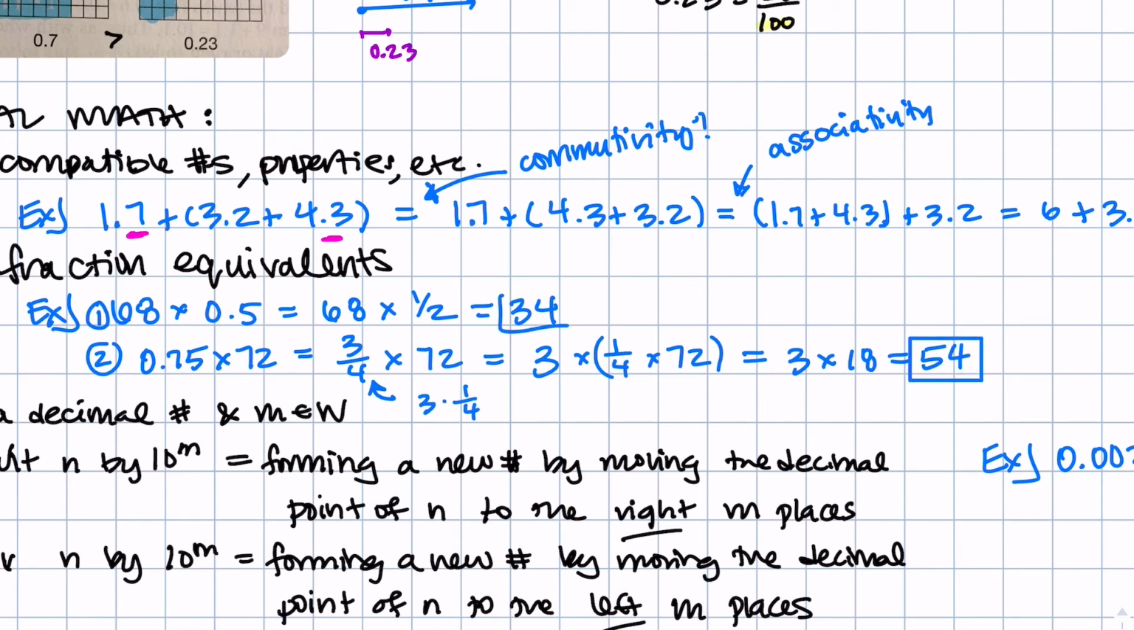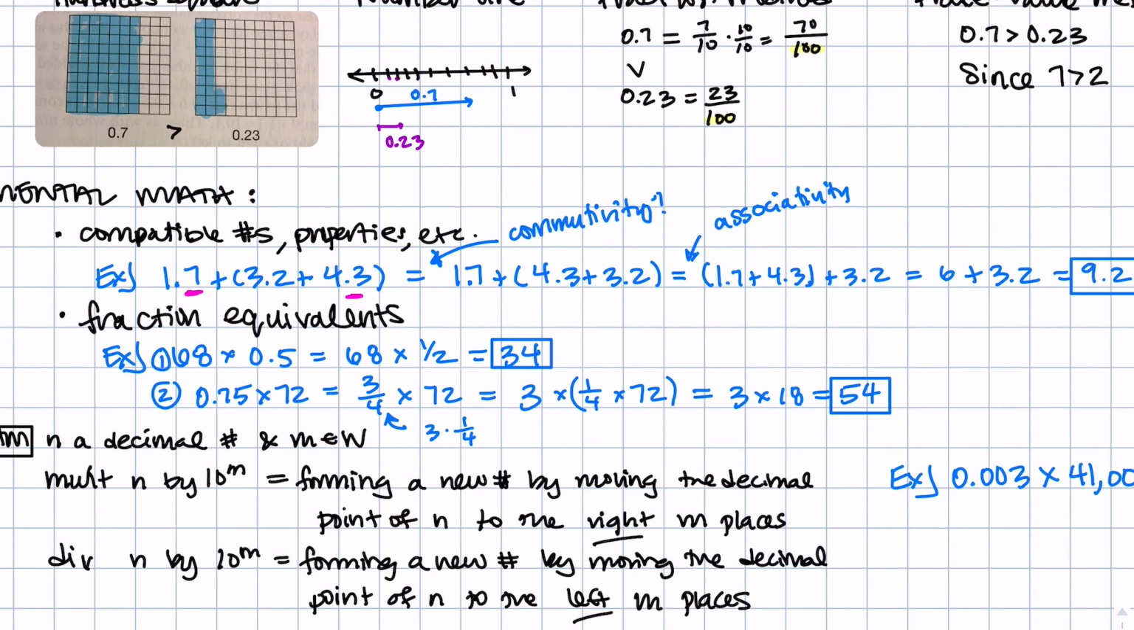So here we have this newer thing that we didn't have with whole numbers, where we can look at fractional equivalence of decimals, because sometimes it's easy to do things like divide by 2 or divide by 4, as opposed to thinking of multiplying by 0.5 or 0.75. Okay.